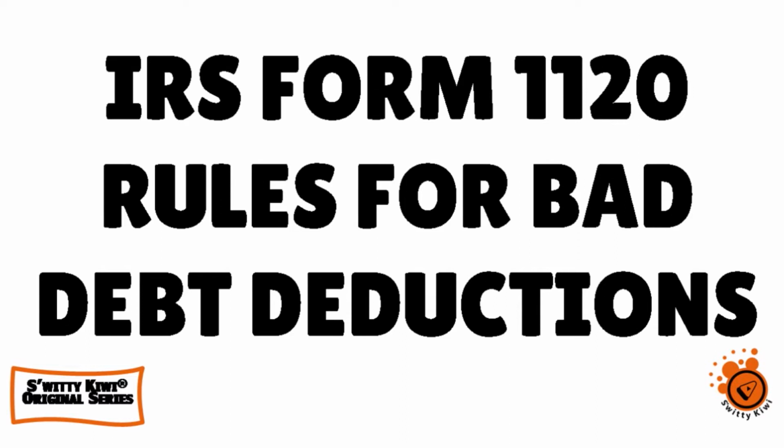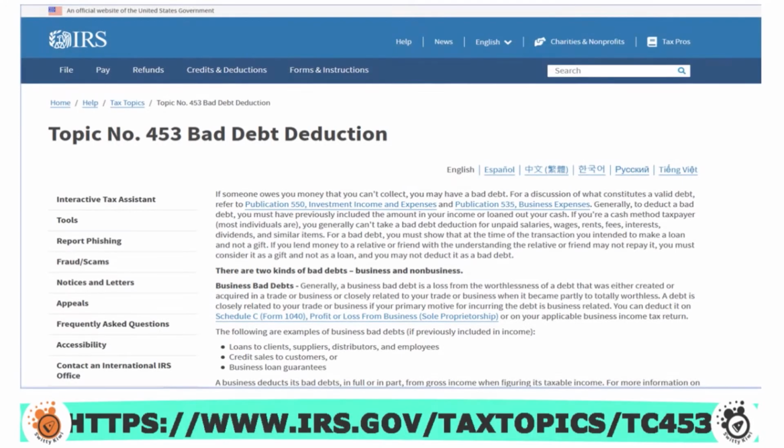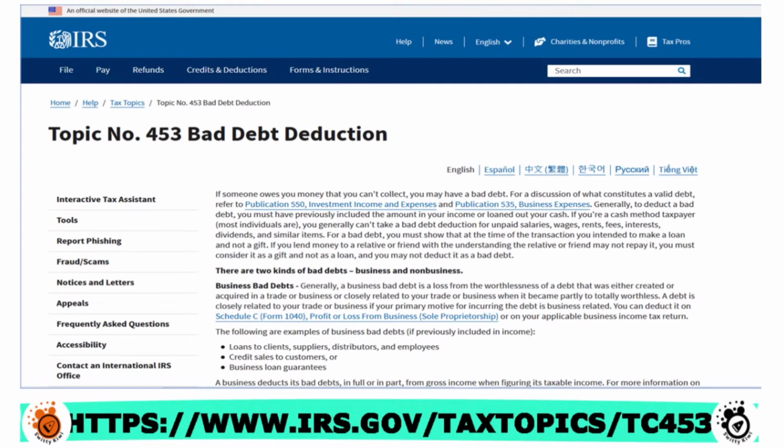Let's roll. In today's convo, we're going to have a clearer discussion about the rules for bad debt deductions as they apply to Form 1120. Now, the information we're sharing with you today stems from our own research as well as data gathered from the IRS official instructions. So if you need more information, I advise you to head to the 3 IRS web links indicated on the screen, or you want to contact your tax advisor.